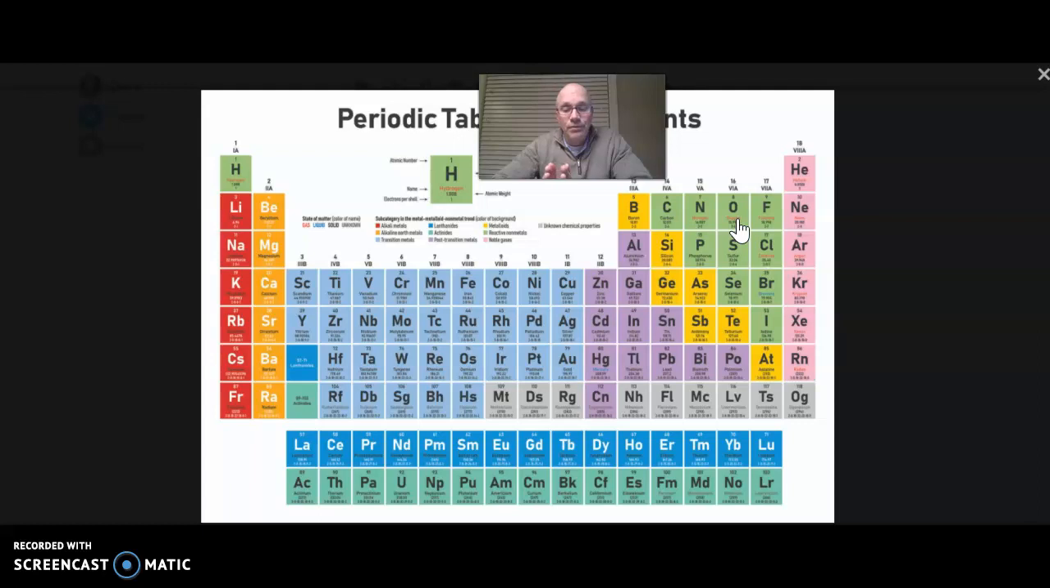Two other definitions: ionization energy, that's the energy required to pull an electron away from a neutral atom. Fluorine has the highest electronegativity. And electron affinity, that's the amount of energy released when an atom accepts an electron, all right? And fluorine also has the highest amount of that.